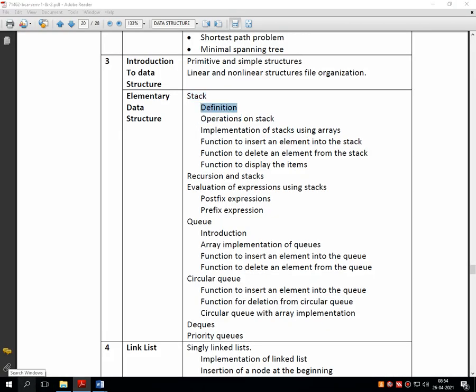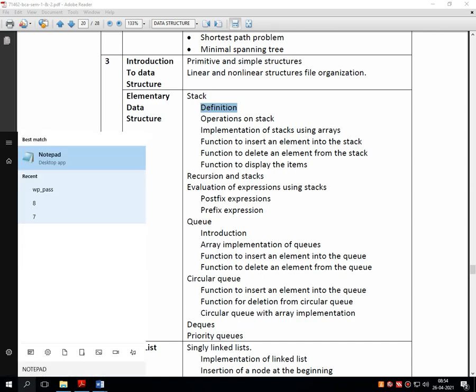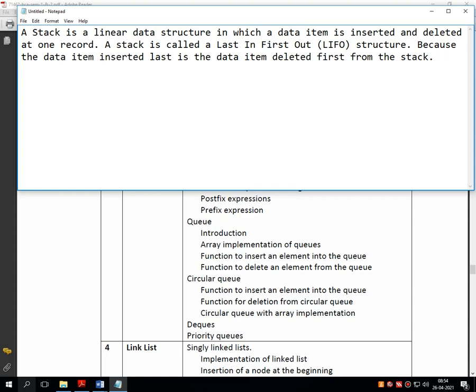Definition of stack. The definition of stack says that stack is a linear data structure in which data items are inserted and deleted one record at a time, where this entire procedure works on one principle that is called last in first out. That means whatever data is inserted last should be executed first.